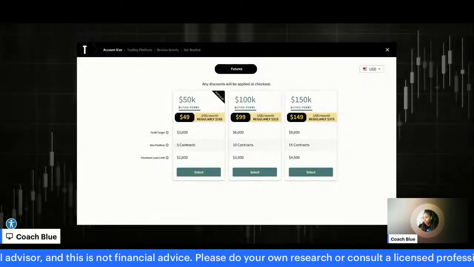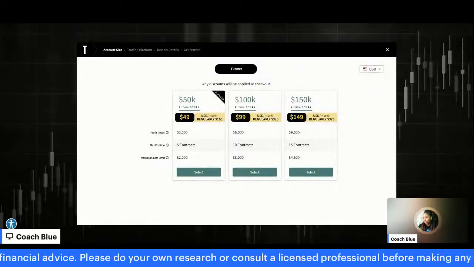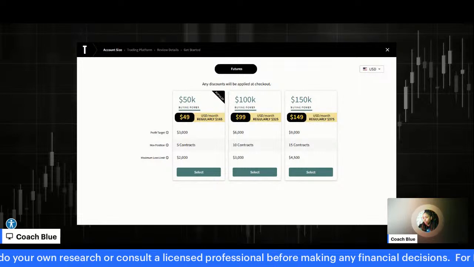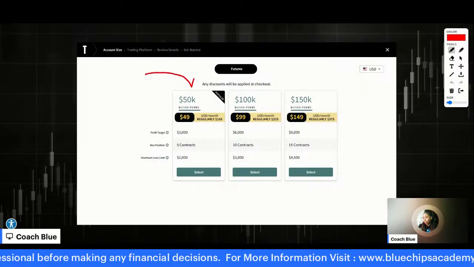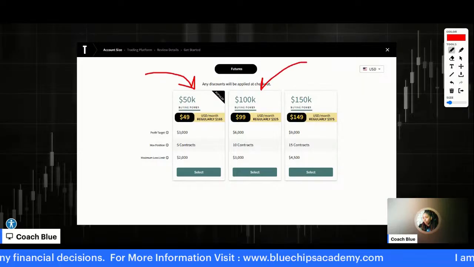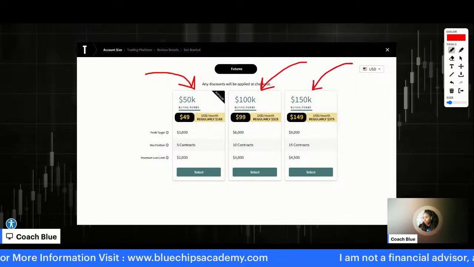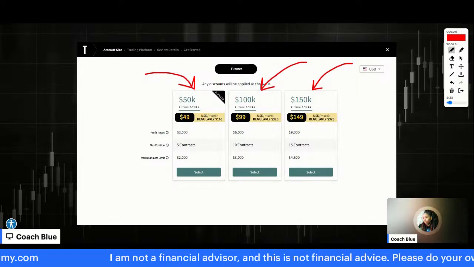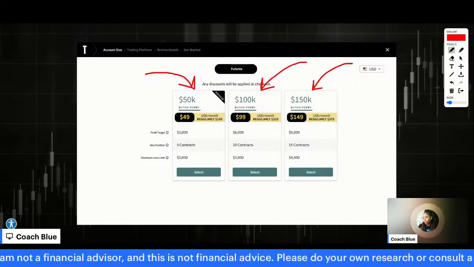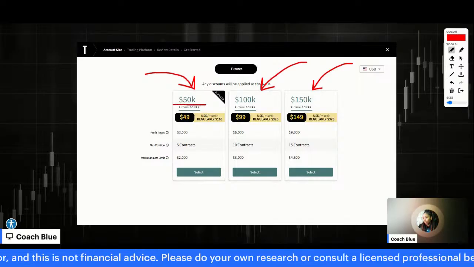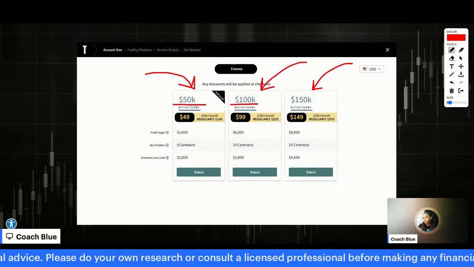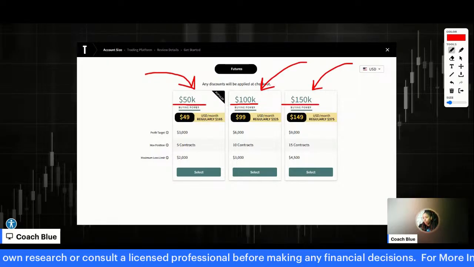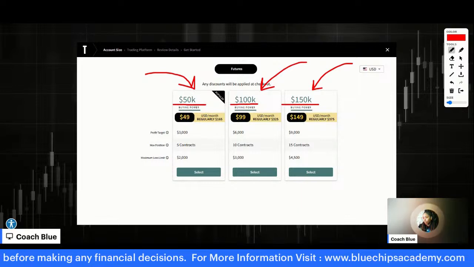There are three different types of accounts that you all could look at. The first one is the $50,000 account. Then we have the $100,000 account. Then we have the $150,000 account. The reality of it is, most people don't have $50,000 sitting in their account. Most people don't even have at least $2,000 in their savings account, just based on the way our economy and everything is set up.